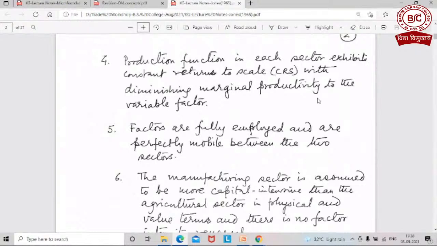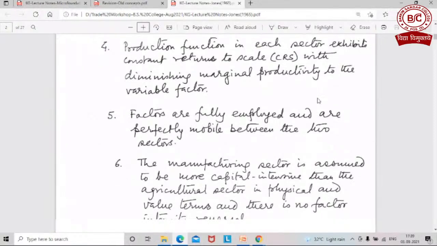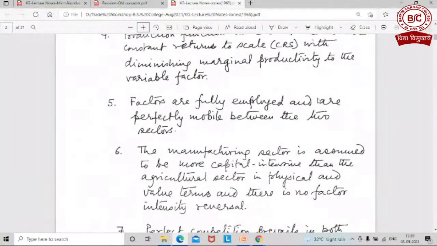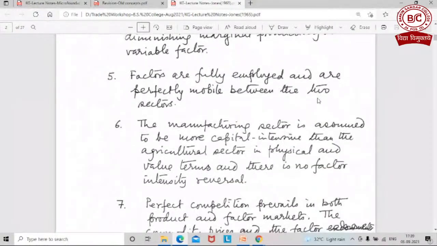What is factor intensity reversal? This is true for all factor prices. It's not that there exist some factor prices for which the agricultural sector is more capital intensive than the manufacturing sector. It's not true in this model, because then this model is not valid. It becomes an unstable model. It can be shown. So throughout, this assumption is made, which is a reasonable assumption and also empirically valid. If the reverse happens, we call it factor intensity reversal. But there is no factor intensity reversal. Is it okay?